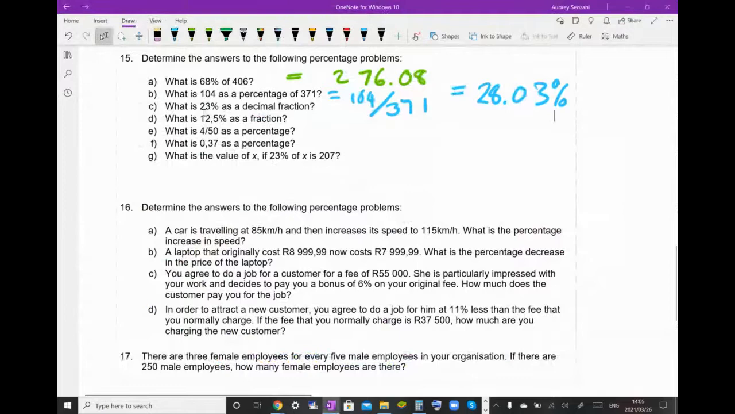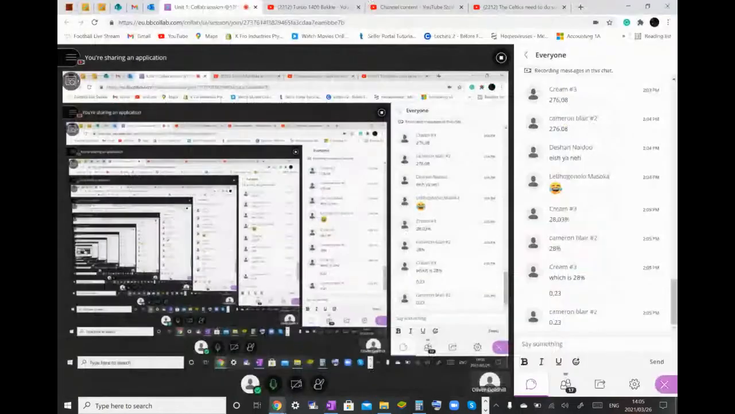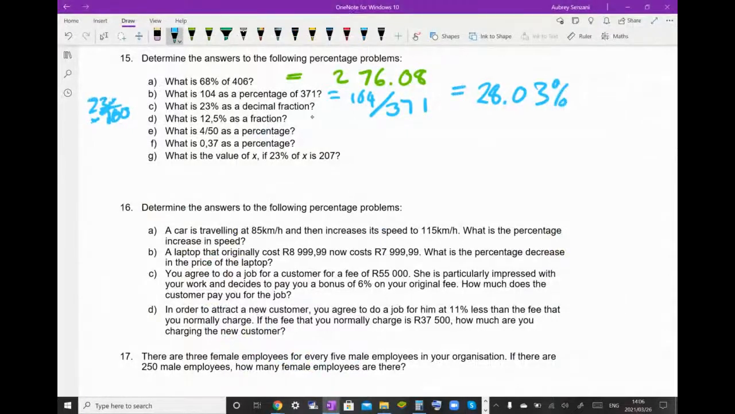Yes. So then the next one is 23% as a decimal fraction. We know that percentage is always out of 100. So basically we're saying 23 divided by 100. What does that give us as a decimal fraction? 0.23. Okay. Yes, it is 0.23. Let me change this to it.